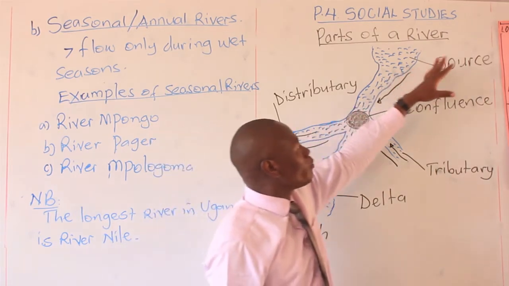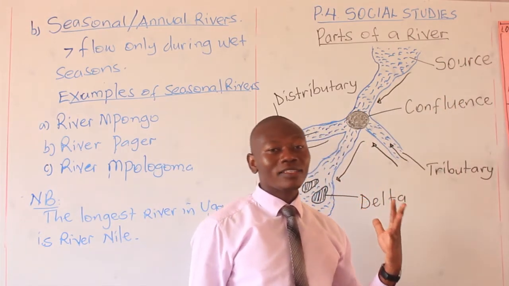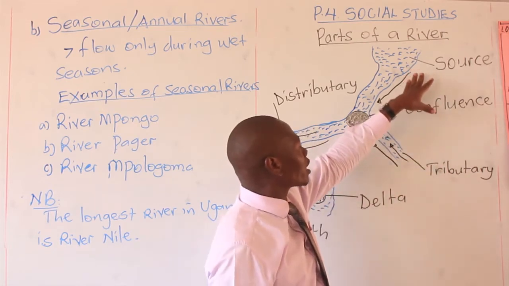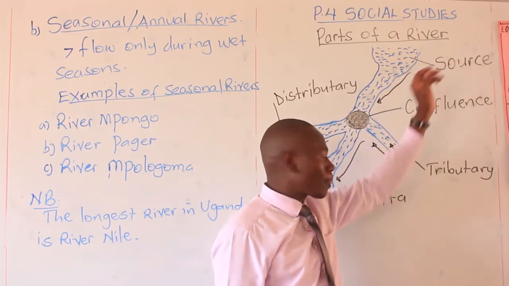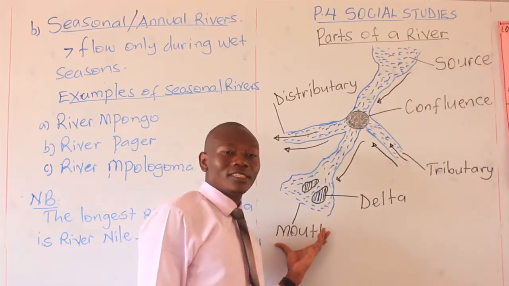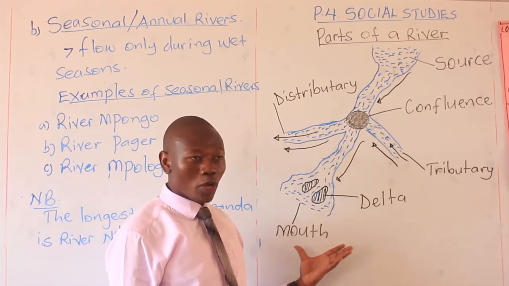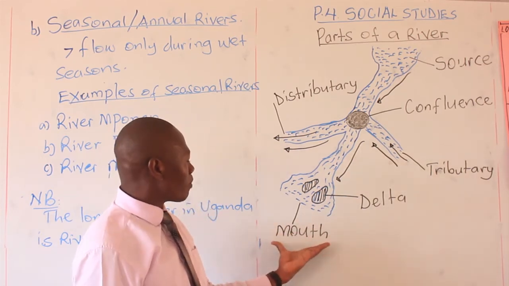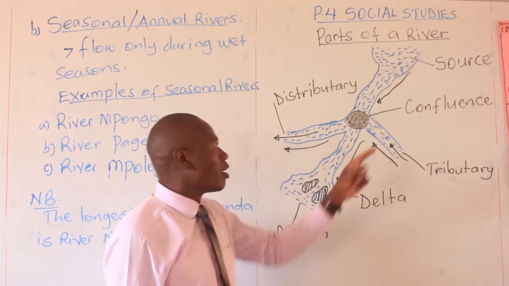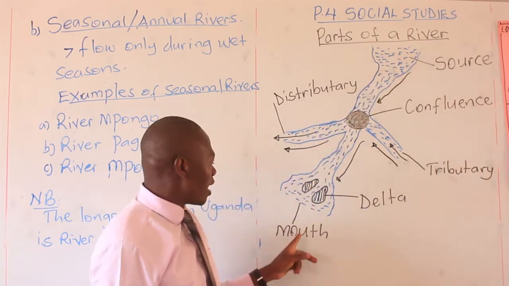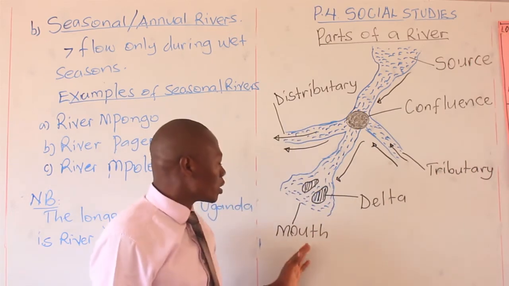A river source can be a lake, a swamp, a sea or an ocean. Where that river starts from is what we term as a river source. And the point where it ends can also be a lake, an ocean or a swamp. Where it ends is also termed as a what? A river mouth. So there are two important points here: where it starts from and where it ends. Where it starts from is called a river source, and where it ends is termed as a what? A river mouth.